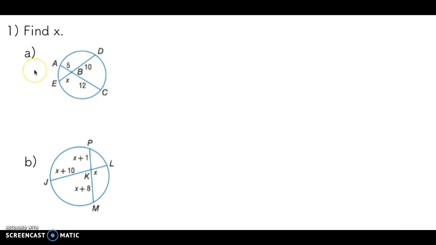Okay, so on part A, it says to find x. Based on that theorem we just discussed, since AB is 5 and BC is 12, if I do 5 times 12, I can set that equal to x times 10. So AB times BC is equal to EB times BD. Like I just said, 5 times 12 is equal to x times 10, and I just use algebra to solve for x. So 60 is equal to 10x, so x is equal to 6. Alright, and that's the answer.